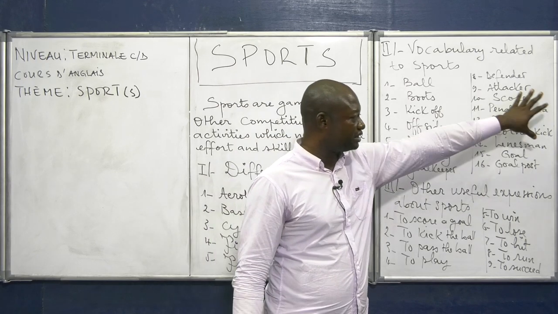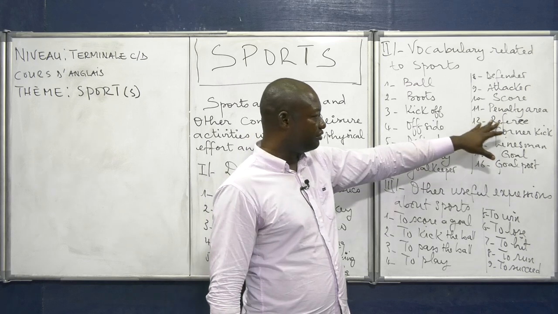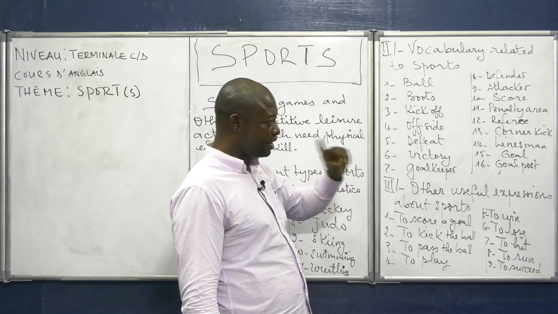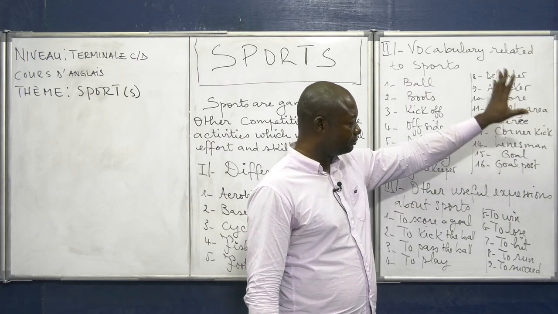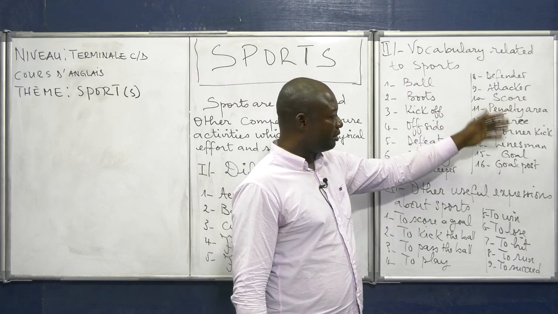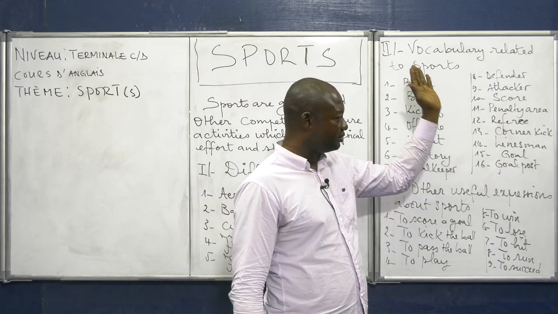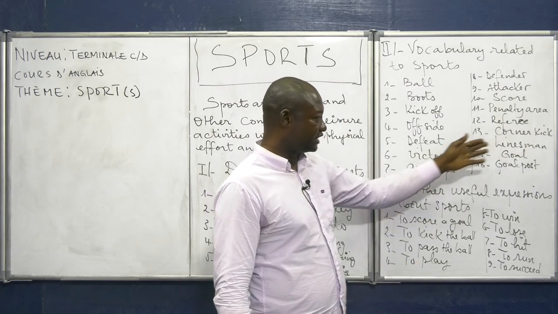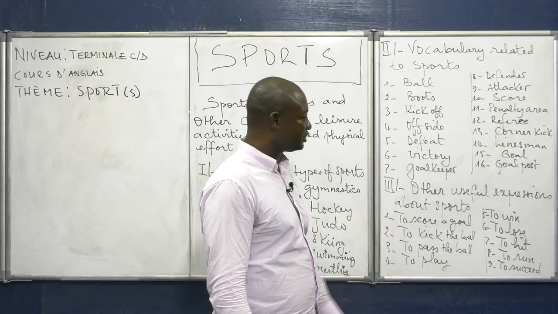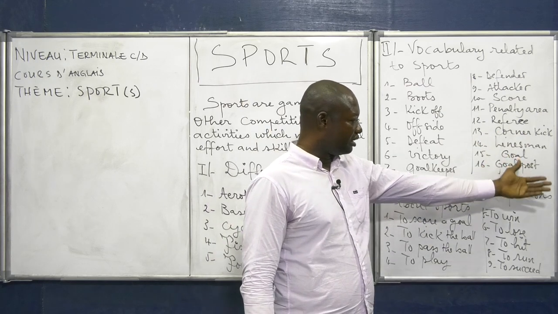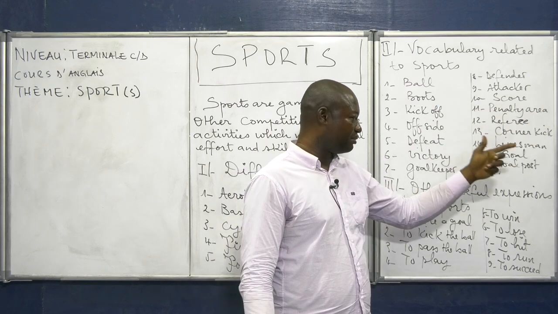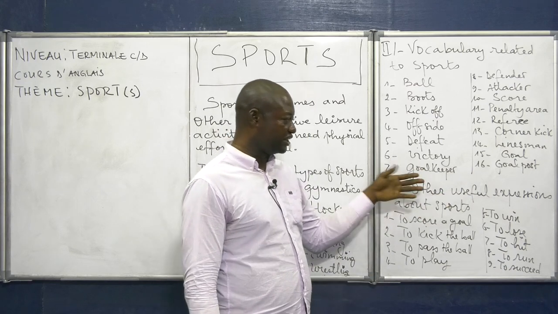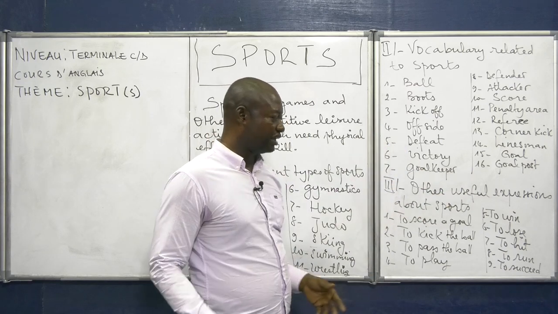A penalty area, c'est la surface de réparation. Referee, c'est l'arbitre, lorsqu'il s'agit de football, baseball et ainsi de suite. Mais lorsqu'il s'agit plutôt du tennis, on dit umpire, qui est considéré comme l'arbitre, le juge. Corner kick, corner, linesman, c'est l'arbitre de touche, goal, c'est un but, to score a goal, marquer un but, goal post, le poteau, goalkeeper, gardien de but, victory, victoire, defeat, la défaite.